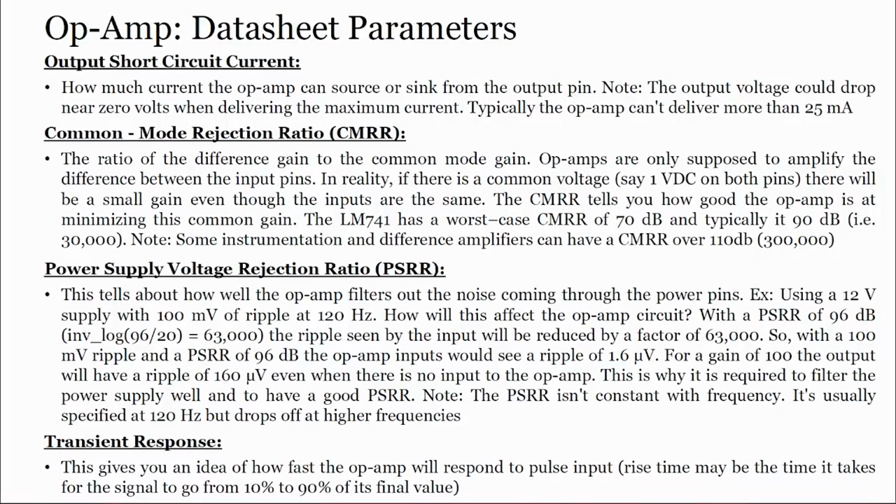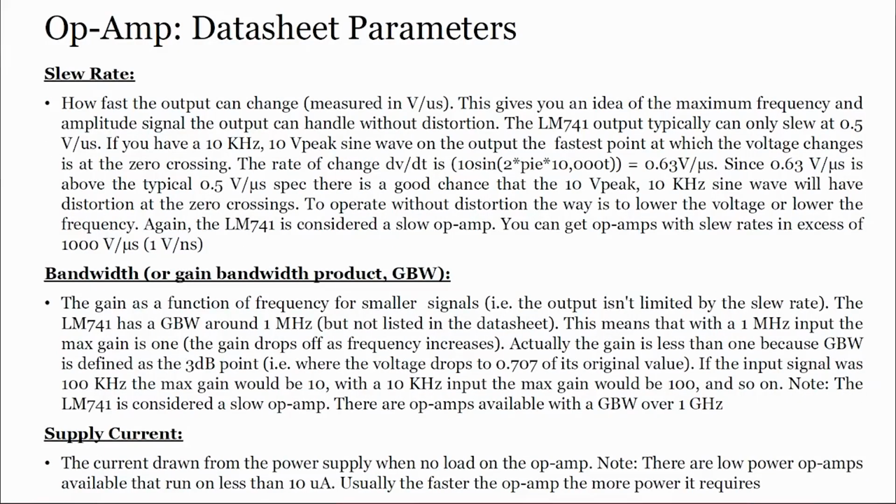Now, transient response. What exactly does transient response mean? This gives you an idea of how fast the op amp will respond to a pulse input. So, rise time may be the time it takes for the signal to go from 10% to 90%. How fast is the op amp? That is transient response. Then we talked about slew rate.